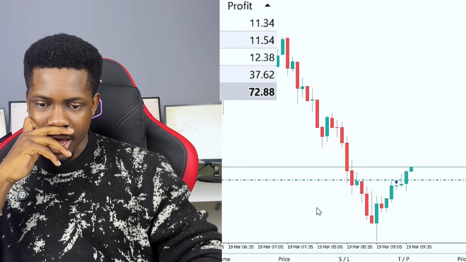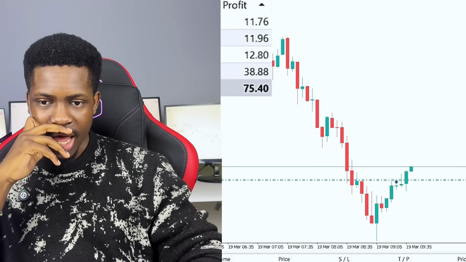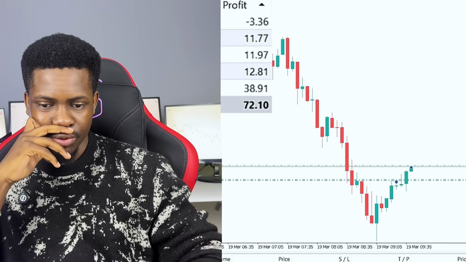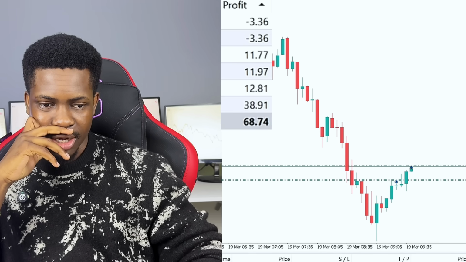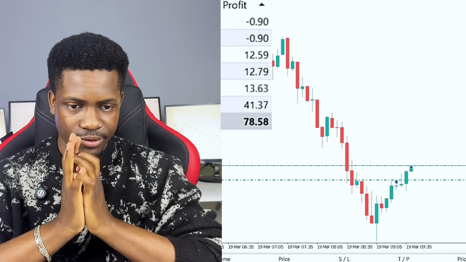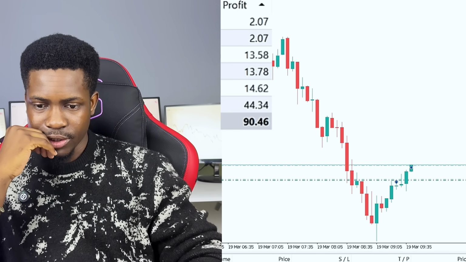My free margin is about 175 currently. So I would want to add maybe just one more trade on 0.3. Okay, let me add one more again. So that's it. I'm using a leverage of 1 to 2,000, so I don't want to risk too much.